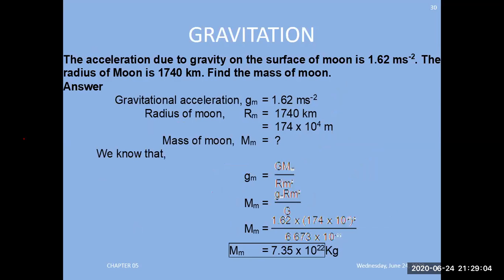So here is another problem. The acceleration due to gravity on the surface of the Moon is 1.6. The radius of the Moon is 1740. Find the mass of the Moon. So you are asked to calculate the mass of the Moon.